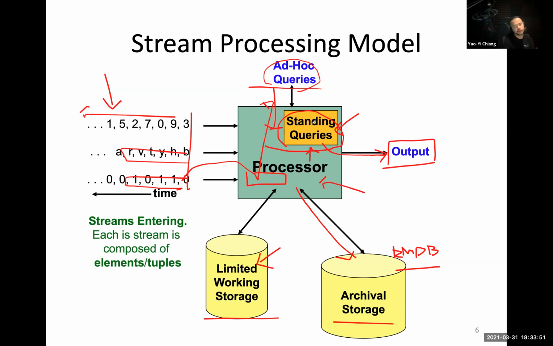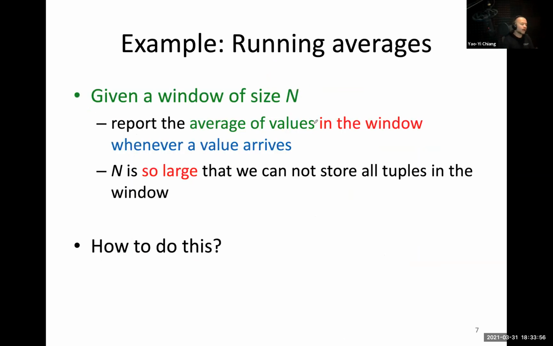So, two models for stream processing. One example of a stream query is the running average. This is a very common operation that people want to do on streaming data.